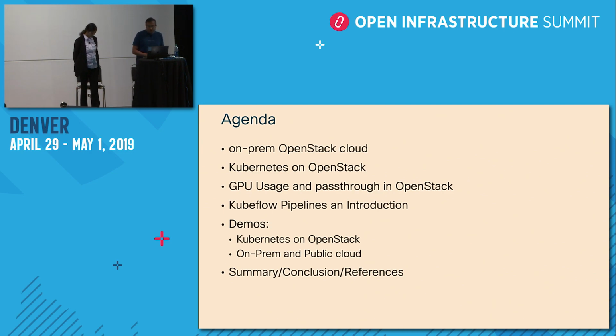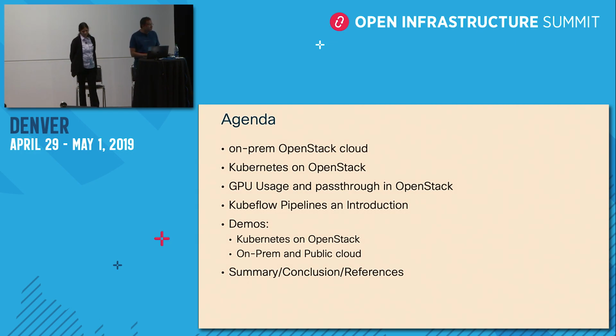From there, we'll move on to instructions on how to enable GPU usage and pass-through in OpenStack. For a lot of you who've done SRIOV kind of stuff, the instructions should look kind of familiar, but we'll go through those instructions. Then Nilima will spend a little bit of time talking about KubeFlow pipelines, a simple introduction of what problem they're trying to solve and what they're intended for.